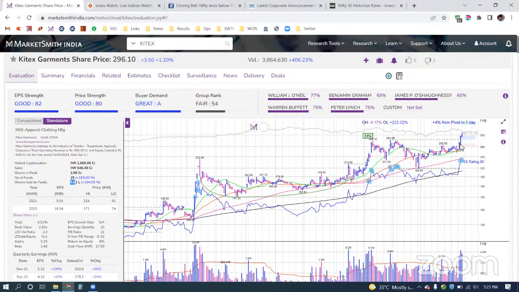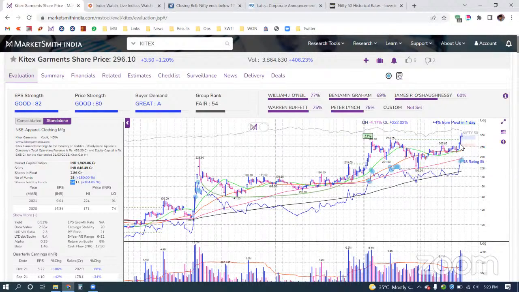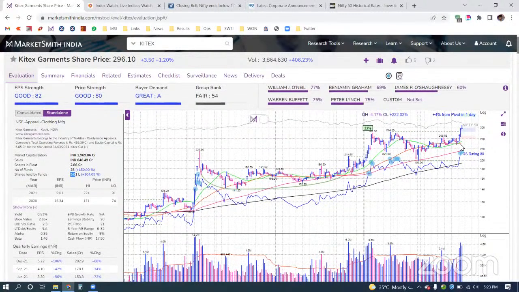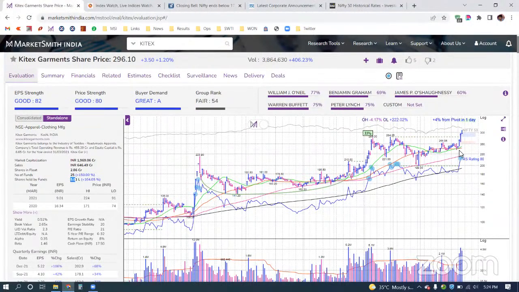If you see here, after breaking out and making a high of 309, the stock has closed in the lowest part of the day's range. You'll see here the low is 295 and the stock closed at 296, indicating a weak closing for the stock. It might be a top formation as well. I'm not pretty sure at this particular point, but depending on tomorrow's action, we can say what the next trajectory for the stock is.